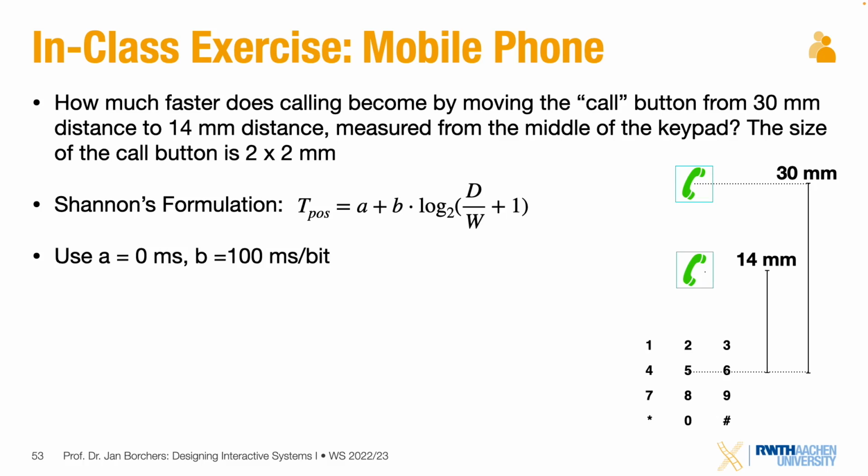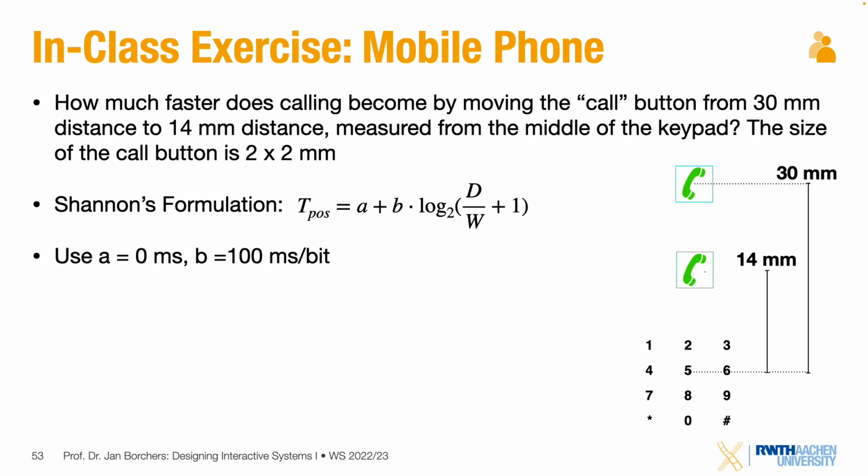You are a mobile phone designer, like maybe a smartphone interface, and you've got your number keypad down here, and you've got the dial button, right? So people are entering a number, and then once they've entered the number, on average, they are somewhere over the 5 key, let's say, and then they have to move to this call button, right? So somebody says, hey, our call button is currently 30 millimeters away from the number pad's center, right? It's this call button up here.